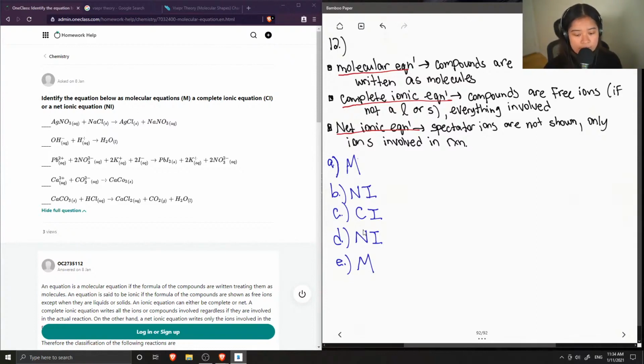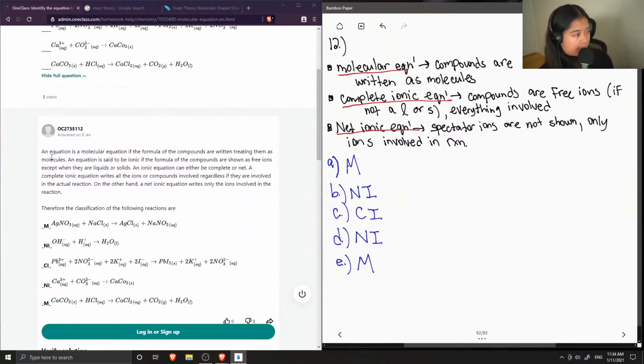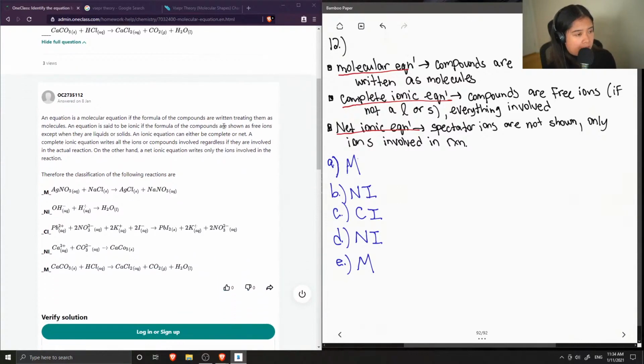Okay, so let's see what the junior tutor said. An equation is a molecular equation if the formula of the compounds are written treating them as molecules. An equation is said to be ionic if the formula of the compounds are shown as free ions, except when they are liquids or solids. An ionic equation can be either complete or net.